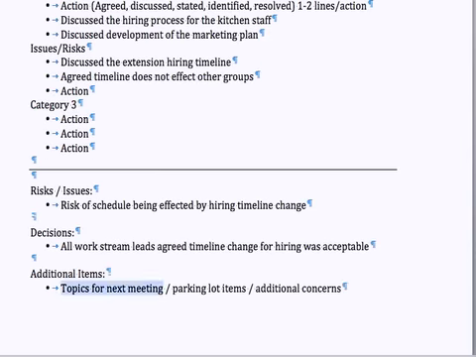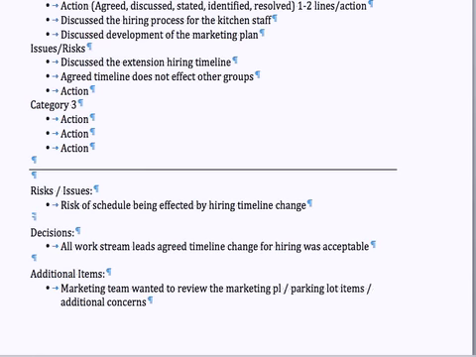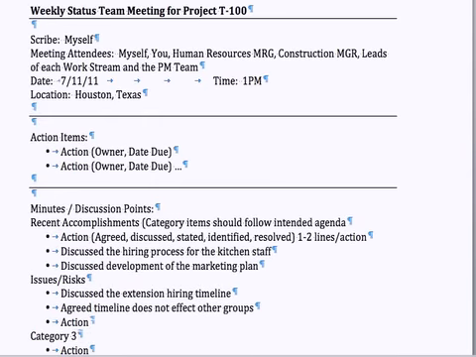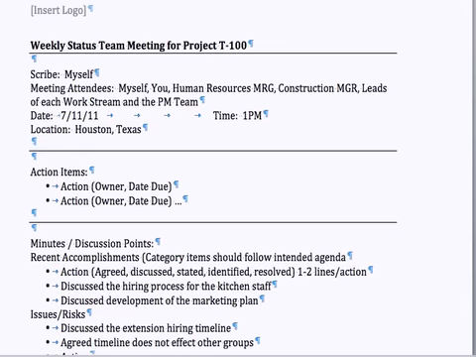Let's say there are some additional items they wanted to discuss. It could be parking lot items. Parking lot meaning items you don't have time to talk about in that meeting, but they need to be discussed. Let's say the marketing team wanted to review the marketing plan for the grand opening. So that's an example, for the next meeting. This is an example of how you would go about filling this out as you continue to go forward.